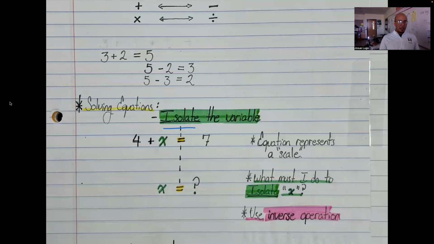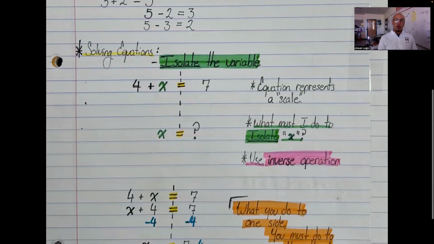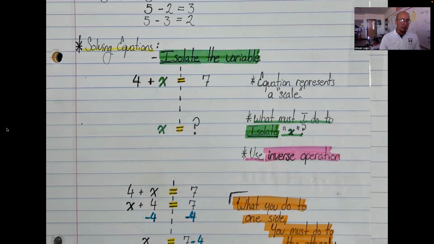All right. So let's start with this example right here, ladies and gentlemen. We're given the example 4 plus x is equal to 7. First thing I want you to realize, guys, is that this is an equation. An equation has an equal sign. So this is indeed an equation.